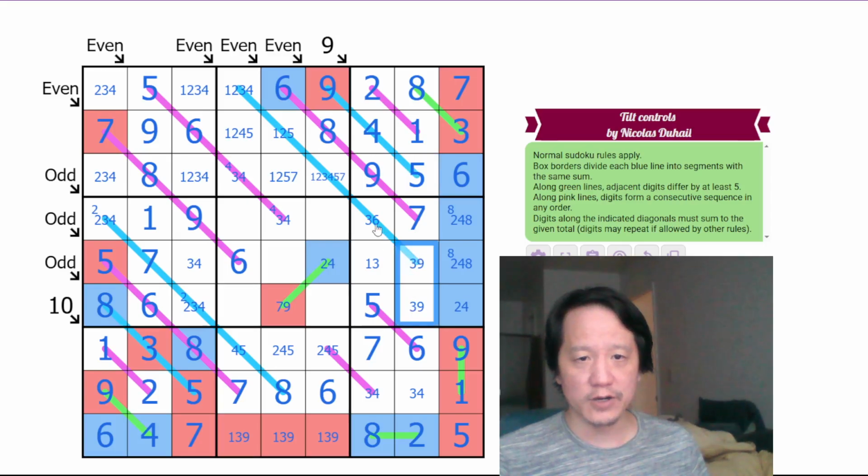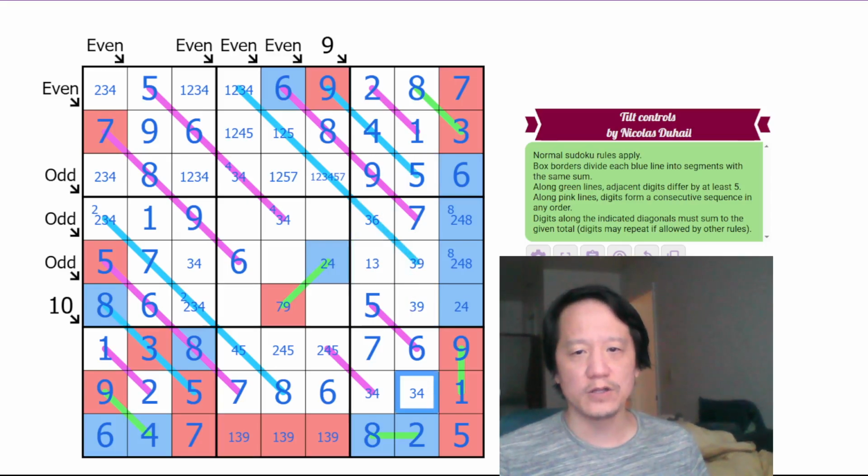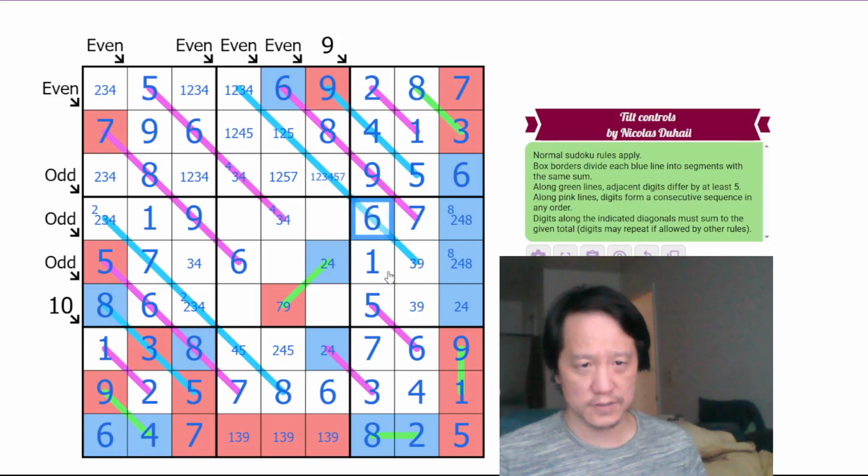3, 9 as a pair eliminates 3 in the rest of the column, so this is 4, which makes that 3. 3 is consecutive with 2 or 4 here. So that's 2, 4 as a pair. 3 eliminates 3 here, so that's 1. And eliminates 3 here, so that's 6.